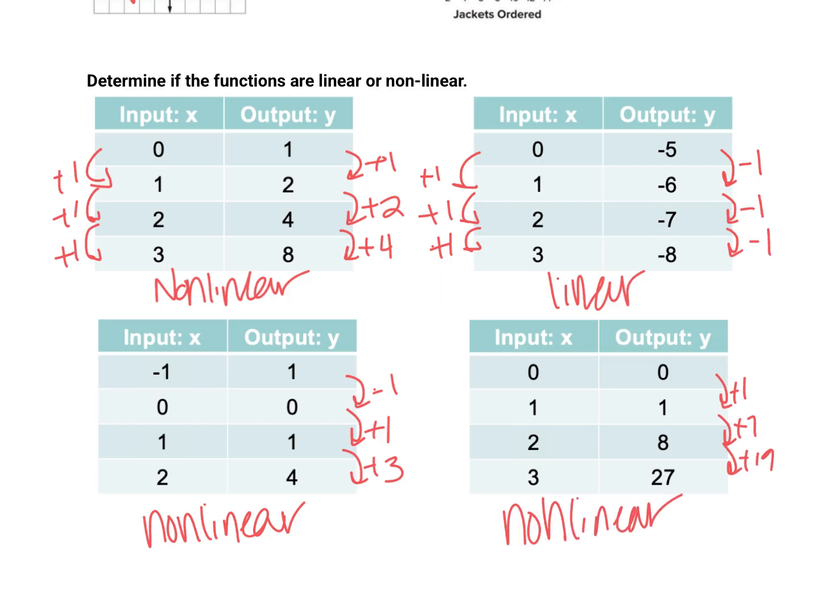All right, now that you've seen the difference between linear and nonlinear, it's time to practice it on your own with today's assignment. If you missed any parts, feel free to go back and rewatch it to make sure that you truly do understand this before trying your assignment today.